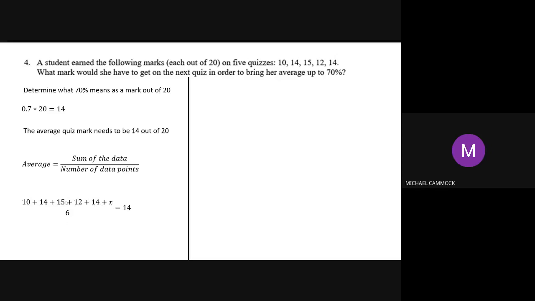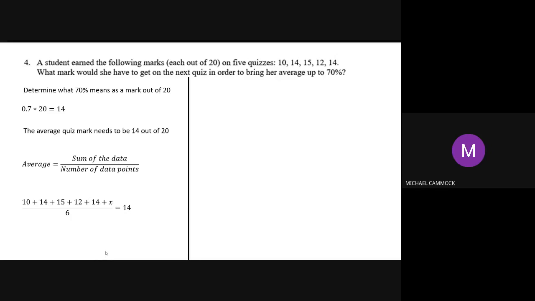So the 10, the 14, the 15, the 12, the 14, and the x, we don't know what x is, over 6 is what's going to be equal to 14, because 14 is the 70% that she wants. So how do we solve for x? How do we solve for x?